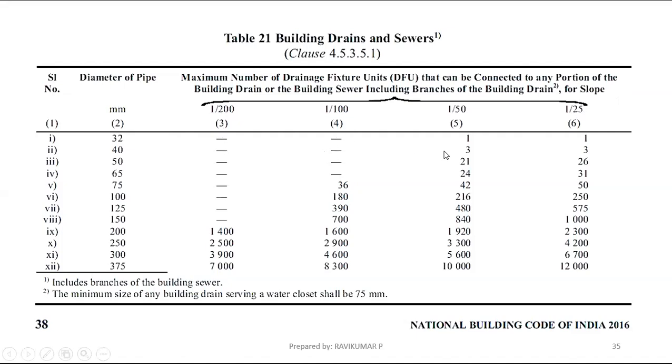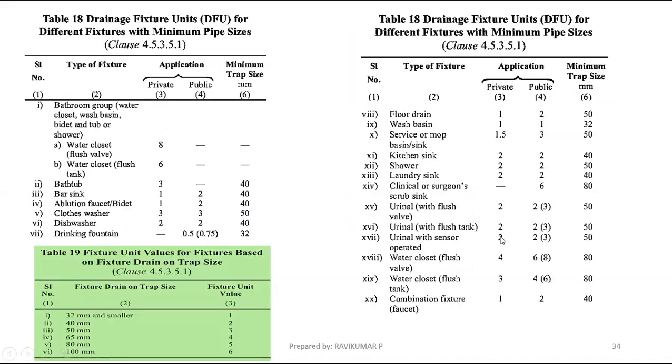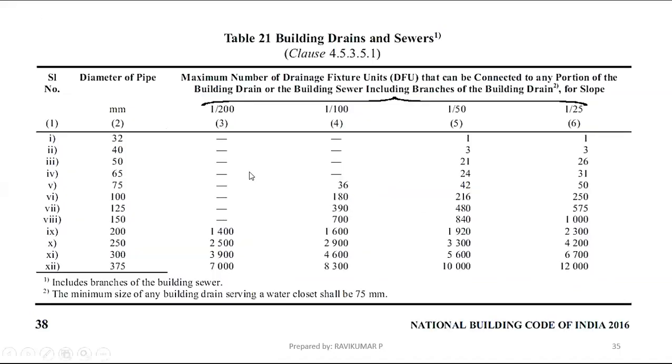1:100 also we are not going to give. In some cases we will provide 1:50. If you provide 1:50 for the 30 mm pipe, we can connect one fixture unit only. If you go 1:25, you can connect one fixture unit only. If you take 32 mm, that is from the wash basin or some other fixture. For 40 mm, sinks and other types of fixtures will come.